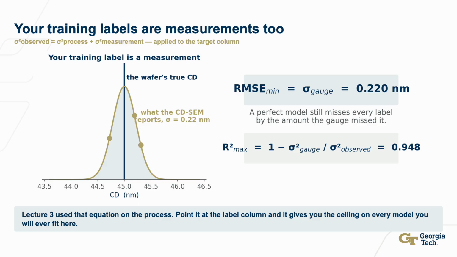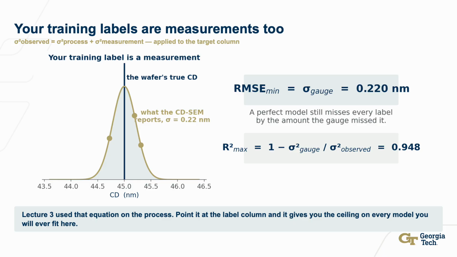In lecture 3, we applied it to the process, now applied to the target column. A model can at best predict the true CD exactly. It can never predict the gauge error because that error was generated independently after the physics inside the metrology tool. So even a perfect model misses every label by exactly the amount the gauge missed it. RMSE minimum equals sigma gauge, 0.22 nanometers. And the corresponding ceiling of R squared, 1 minus gauge variance over observed variance, which comes out to 0.948.